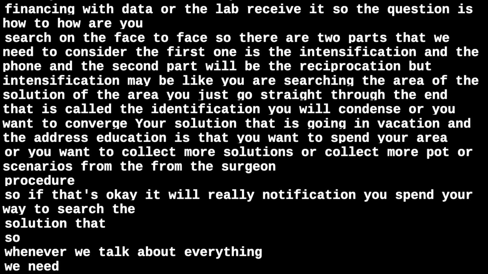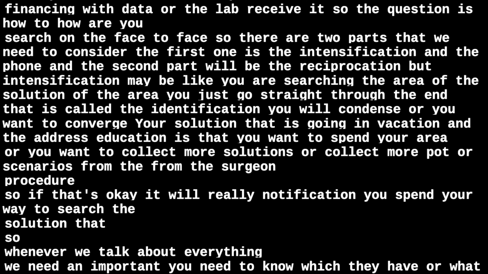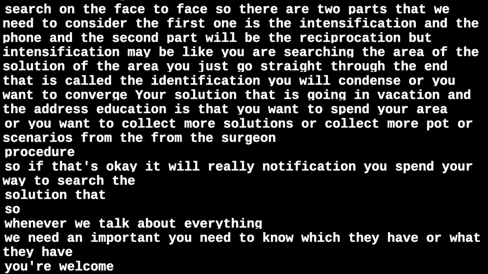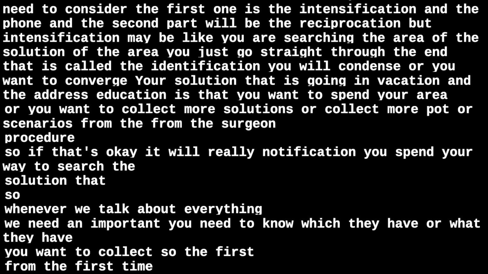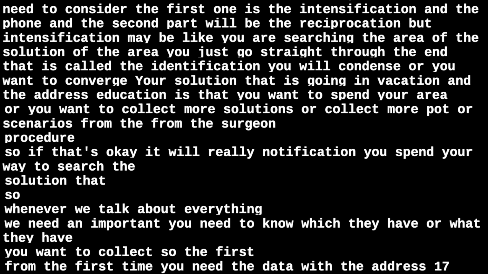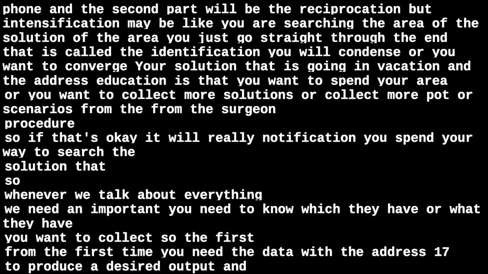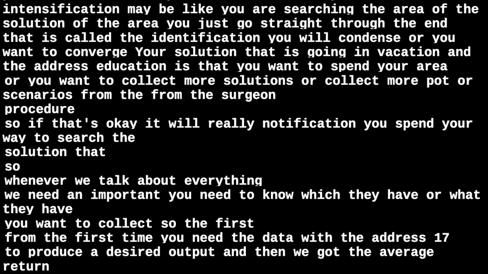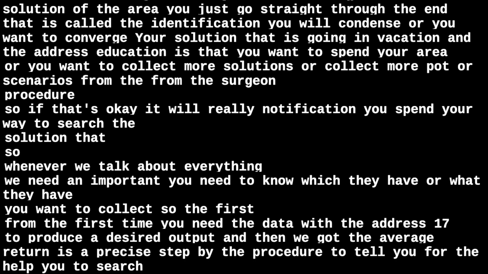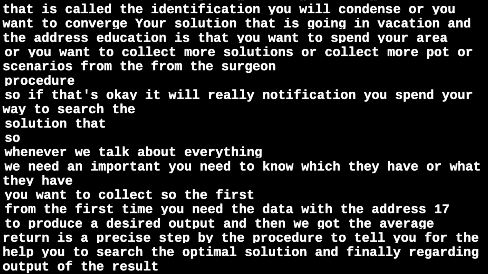we need an input. You need to know which data or what data you want to collect. So from the first side, you need the data which the algorithm needs to process to produce the desired output. And then we got the algorithm. It is a precise step-by-step procedure to tell you or to help you to search the optimal solution. And finally, we got the output, the result or the solution produced after the searching process.